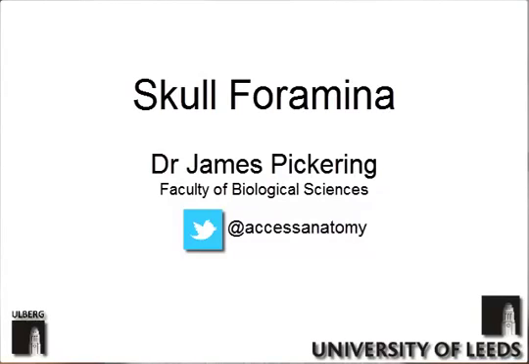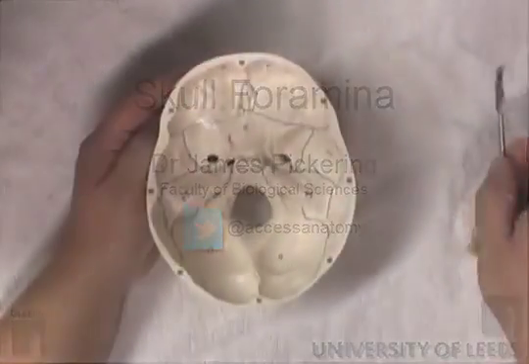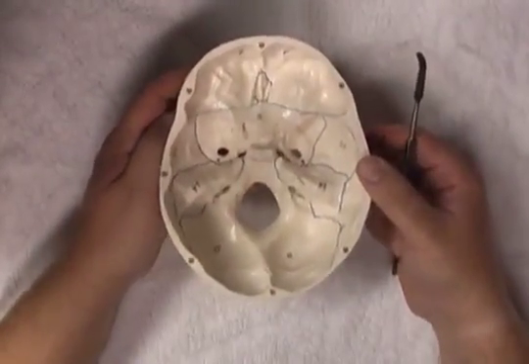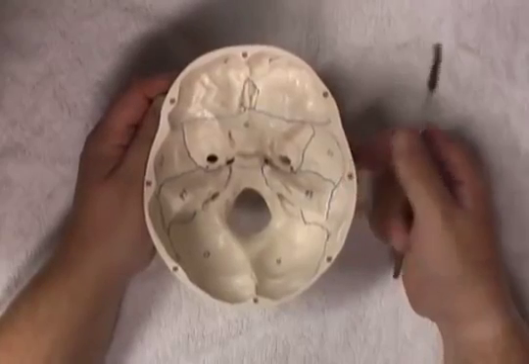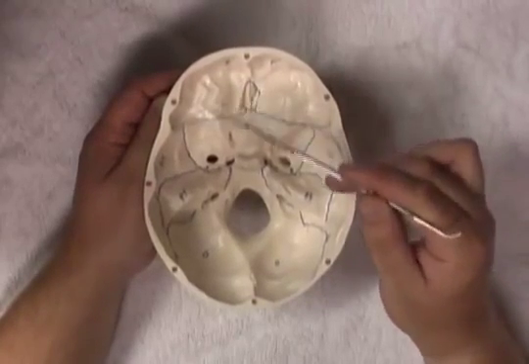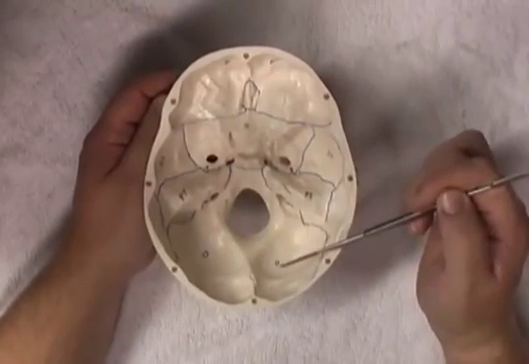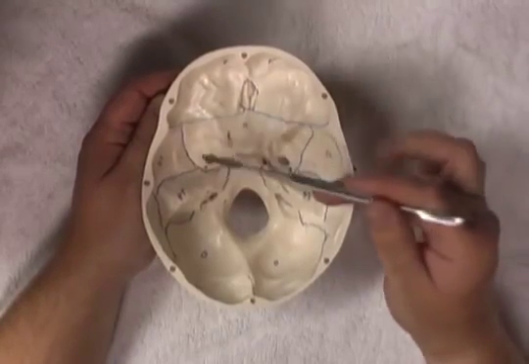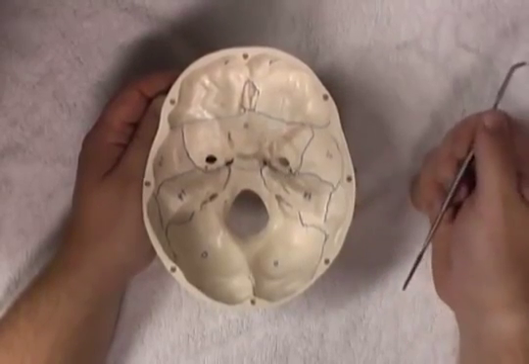In this video we're going to look at the superior surface of the base of the skull. So here we have the superior surface of the base of the skull, and we can see that it's made up of a series of bones. Now these bones are bilateral, so we have them on both the left and the right side.